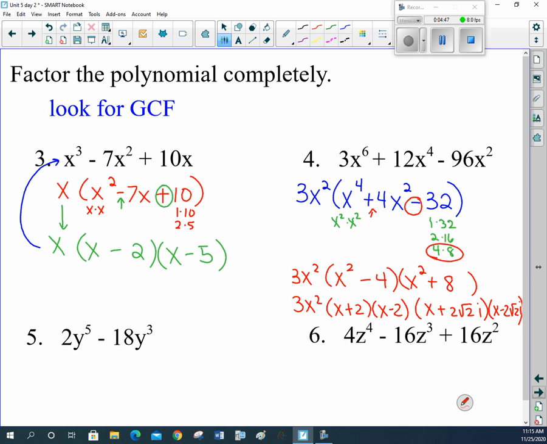Remember, the factor pair for 8, you have to use square root of 8 times square root of 8. And square root of 8 is 2 root 2. So that's where I got the 2 root 2 from.